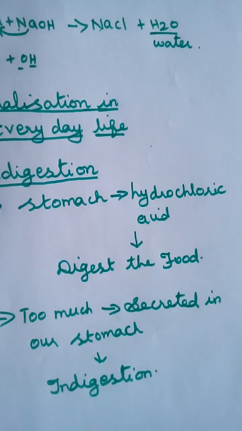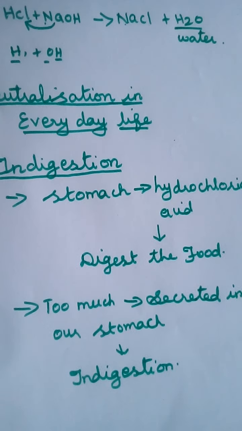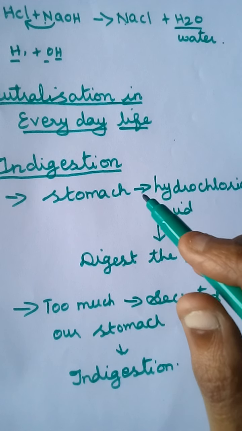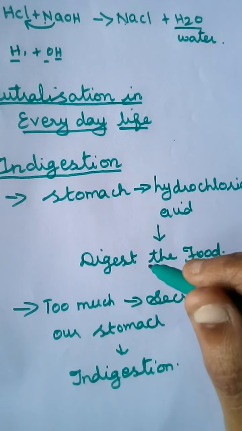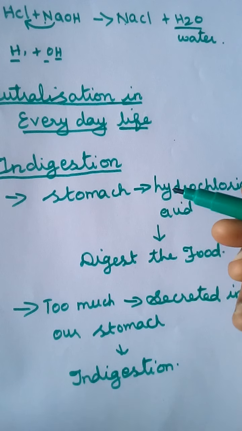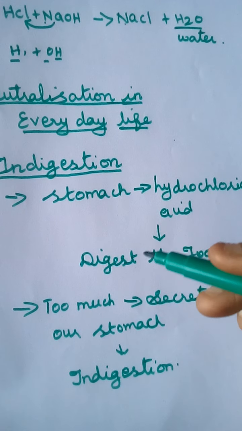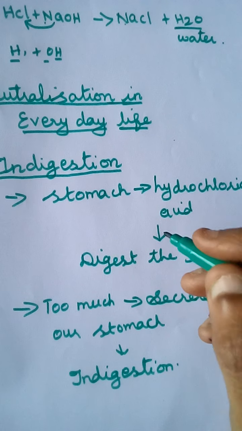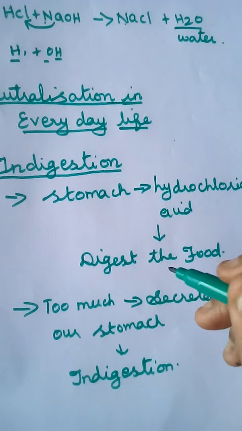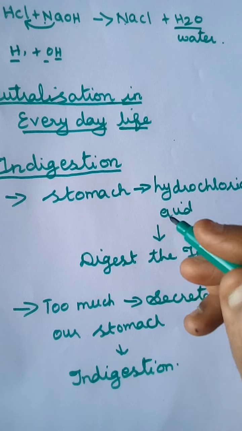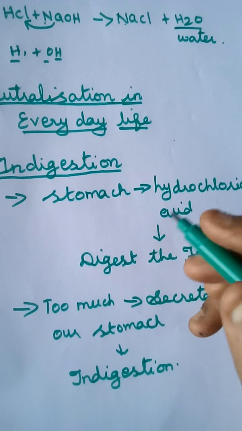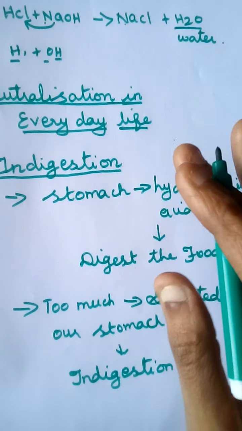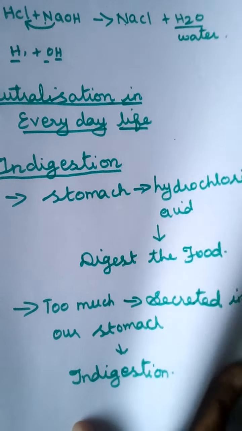Do you understand indigestion, students? How do we relieve indigestion? We take an antacid. Antacid means preventing or correcting the acidity, such as milk of magnesia, which contains magnesium hydroxide. It neutralizes the effect of excessive acid. Next we will see ant bite.